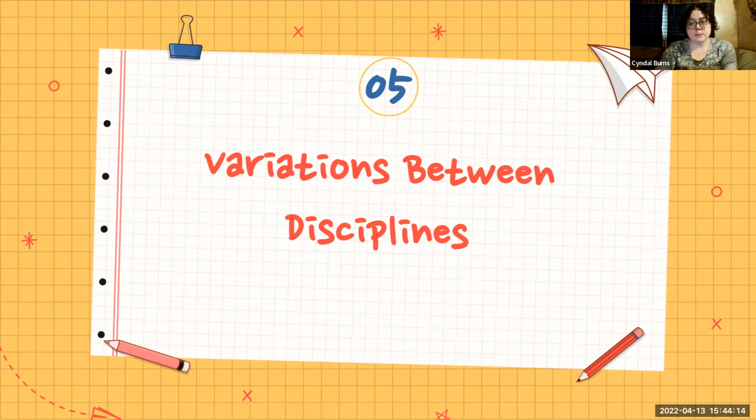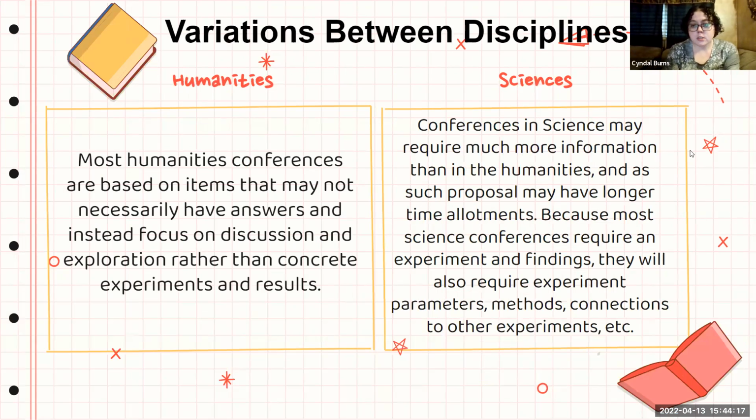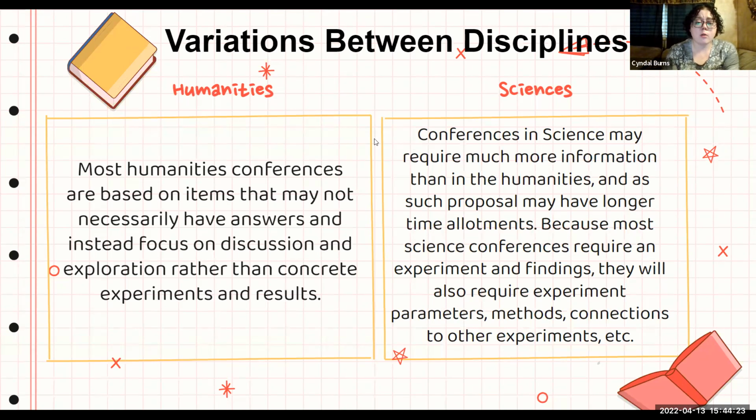Okay, so the variations between disciplines. A lot of it is going to be very similar, but they may label things differently, or they may not require as much information. Like, I am in the humanities and English, and generally we don't focus on exact answers; instead we focus on discussion and exploration, connections, that type of thing. Whereas in the sciences, oftentimes they expect an actual experiment, methods, findings. They want concrete, actual results. So that's something to keep in mind.